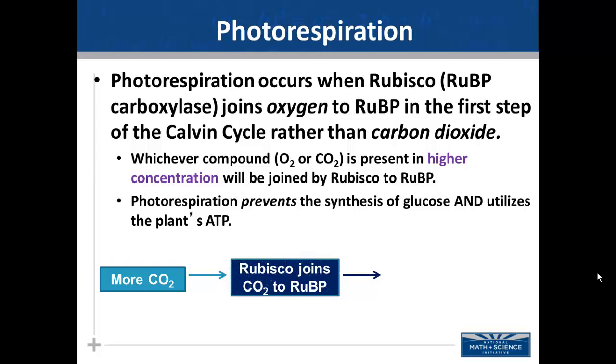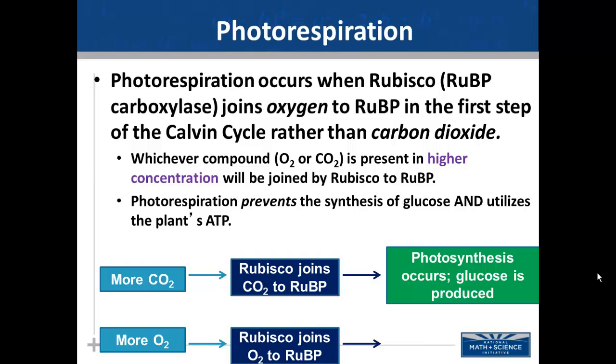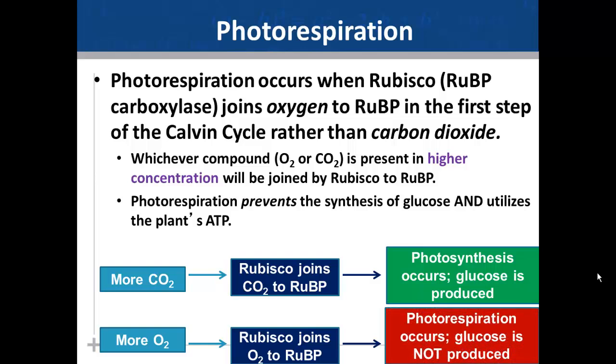If there's more carbon dioxide, Rubisco joins carbon dioxide to RUBP and photosynthesis happens and we eventually get glucose. However, if more oxygen is present, Rubisco joins oxygen to RUBP and something called photorespiration happens, which means that glucose is not produced.